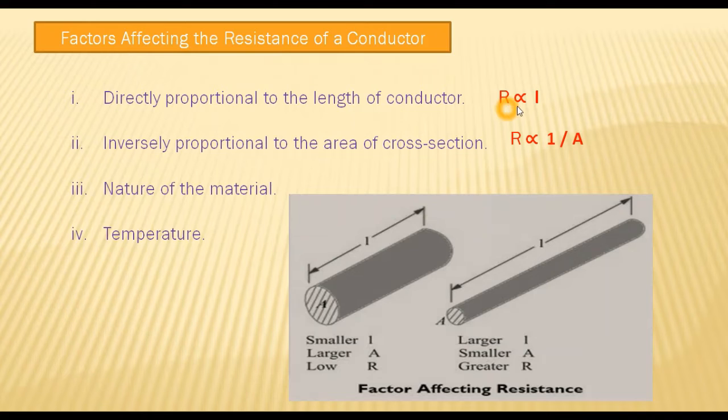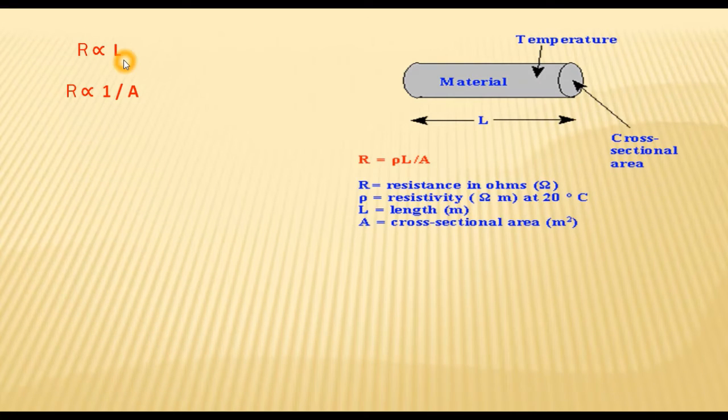Now, if we combine these two equations, what happens? Resistance is directly proportional to length, and resistance is inversely proportional to area. If we combine these two, we will get R is equal to rho L divided by A, that is, rho times length divided by area of cross section. Now what is this rho? Again, this is a constant, and this rho is known as the resistivity of a material, the resistivity of a substance.